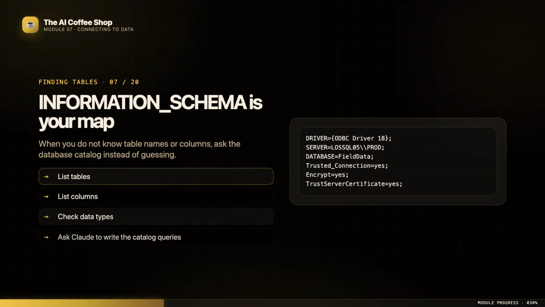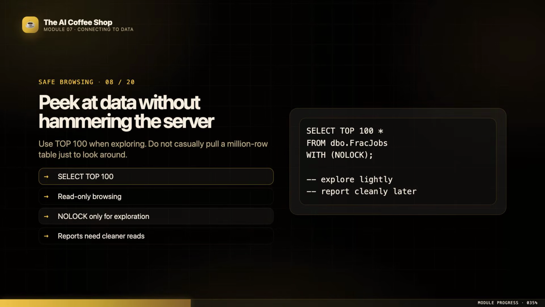When you do not know what tables exist, use Information Schema. It is the database catalog. List tables, list columns, check data types, and stop guessing. When exploring, peek safely. Use Select Top 100. Do not pull a million-row production table just to look around. NoLock is useful for browsing, not for final reports.